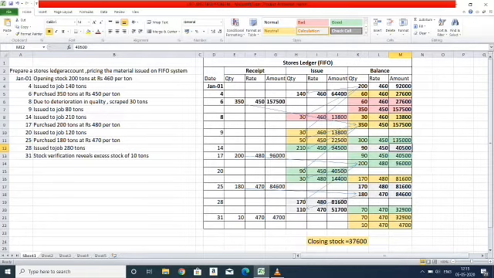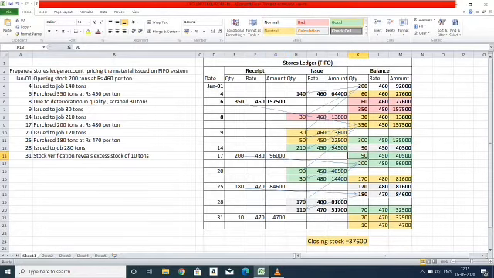Then on January 17, we again purchased 200 tons at the rate of 480. We show that purchase in our receipt column: 200 tons, 480 per ton, amount comes to 96,000. So these 200 tons will also form part of our closing stock.